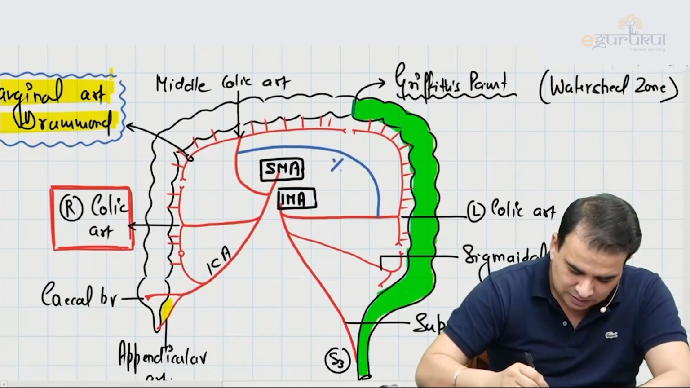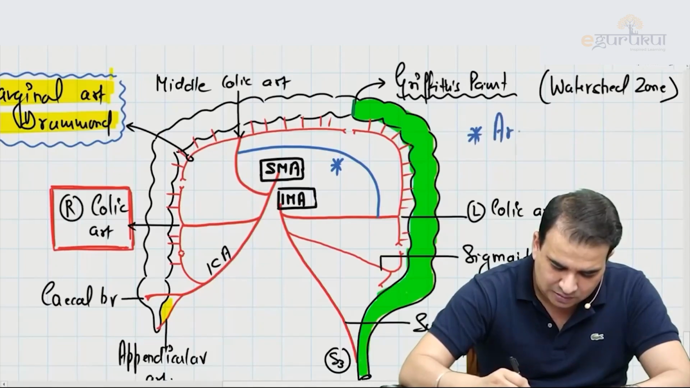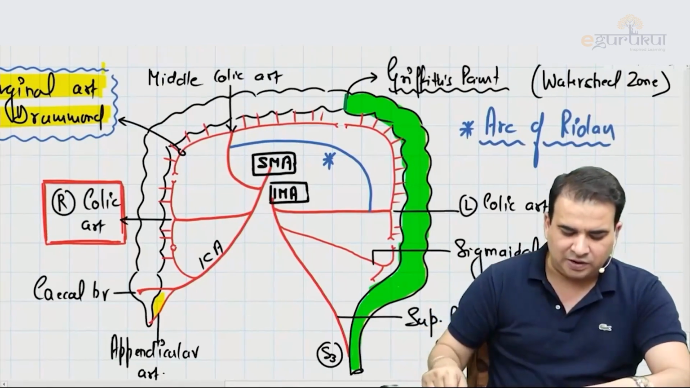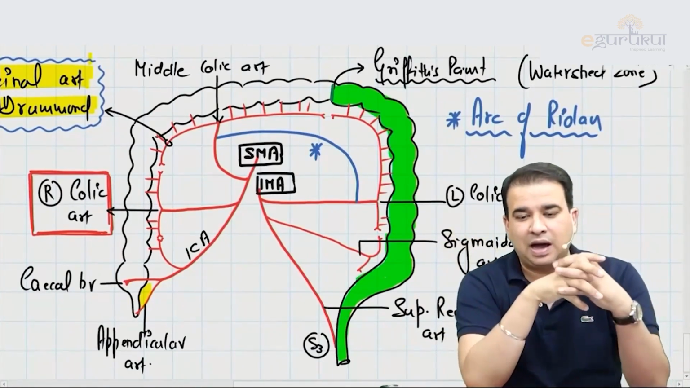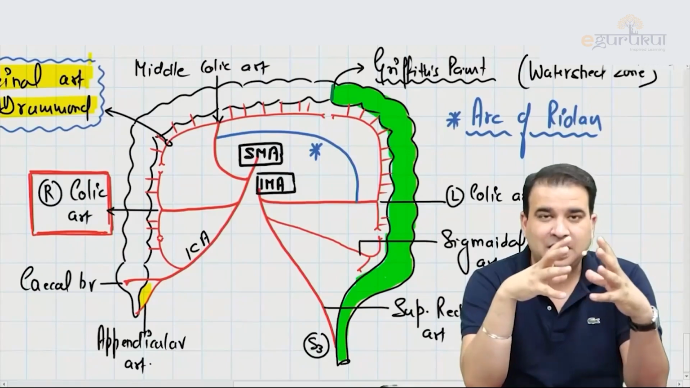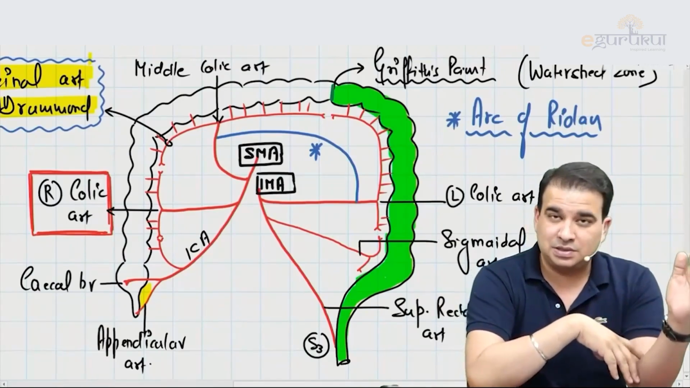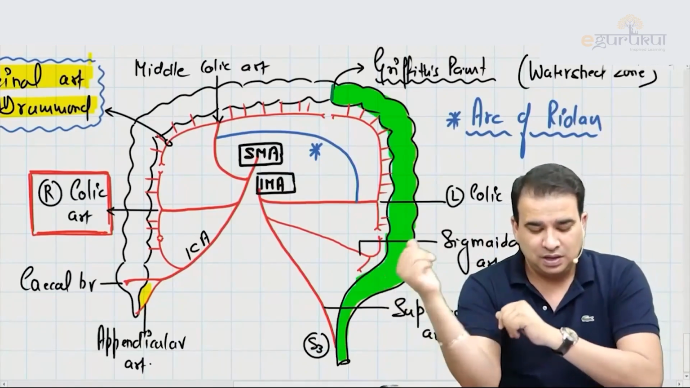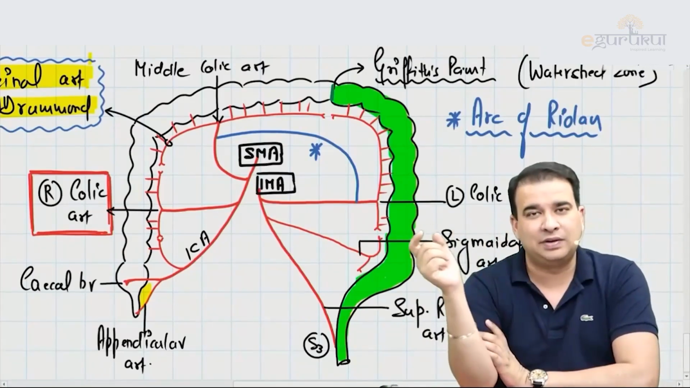Look at this. This arc here, guys, this arc is called the arc of Riolan. It is connecting the middle colic artery to the left colic artery. And that's an advantage. The arc of Riolan is an anastomosis between the branch coming from the superior mesenteric and the branch of the inferior mesenteric. So do remember, it is connecting what? The middle colic artery to the left colic artery.